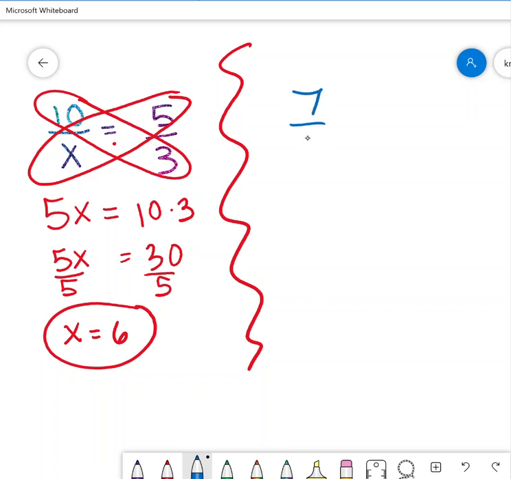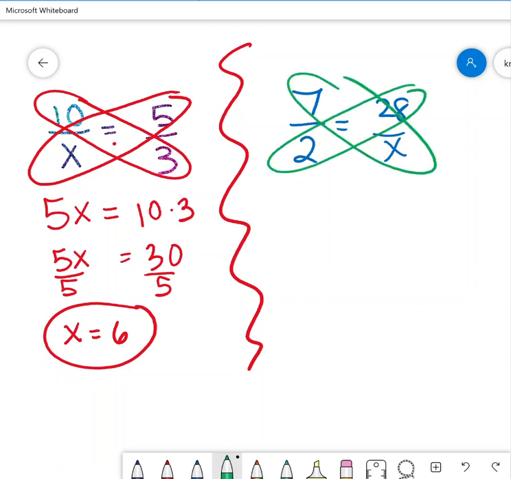Okay, let's do another example, maybe where our variable is on the other side. So making up some numbers: 7 over 2 is equal to 28 over x. Again, I'm going to set this up the same way. I like to start out with my variables on the left, but you don't have to.